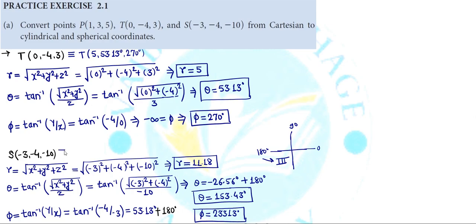Let me rewrite it for you. So S in terms of spherical system is what? 11.18. Then theta is 153.13 degrees, and phi is what? We have to be 233.13 degrees. Okay. So I have broken this exercise 2.1 into parts A, B, and C. So this is the A part of the practice exercise 2.1.